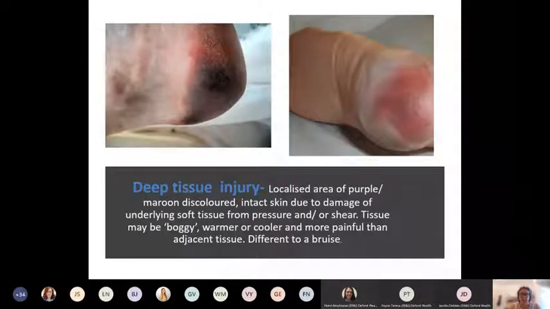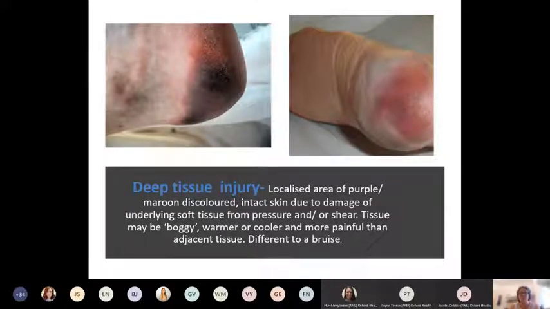This is what's called now deep tissue injury. This is not to be confused with category 1 pressure damage. If you've got this purple tinge to this damage, that is the maroon discoloration, that is an indication that you've got some deeper tissue damage than just those little capillaries there. So the skin will be intact to start with, the tissues might feel boggy in there.